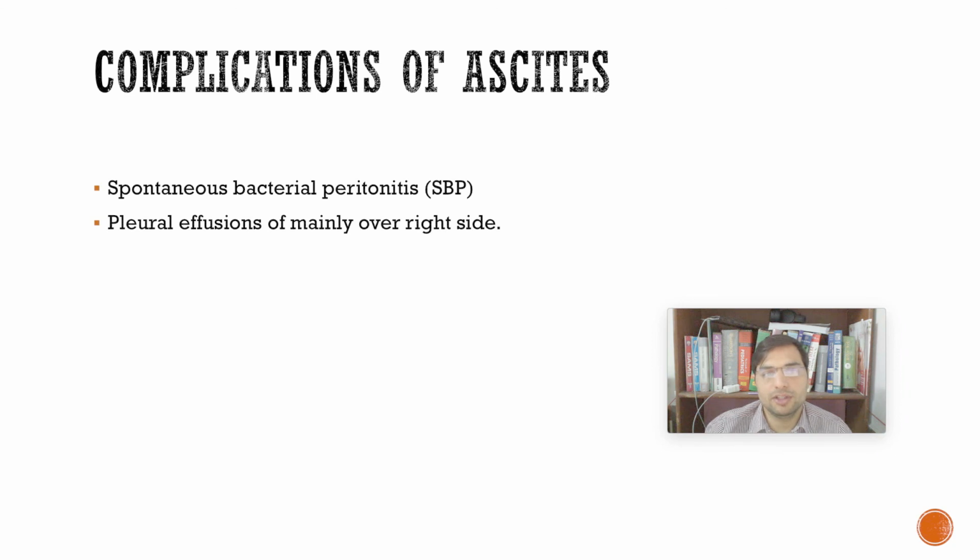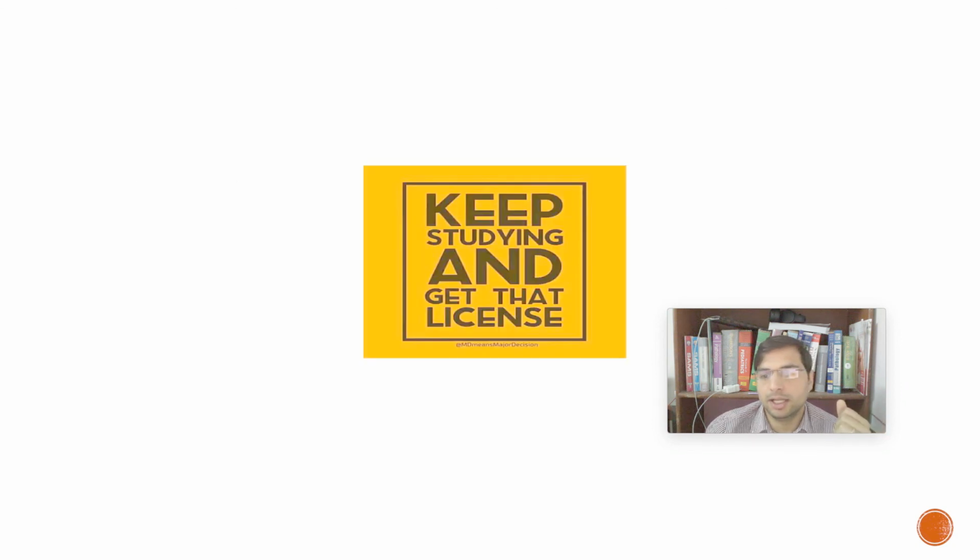Then what are the complications of ascites? Ascites can lead to infectious peritonitis, that is spontaneous bacterial peritonitis, right? And it can lead to pleural effusions. The fluid from the peritoneum may seep through the diaphragm into the pleural cavity and cause pleural effusions. That much is sufficient for ascites.